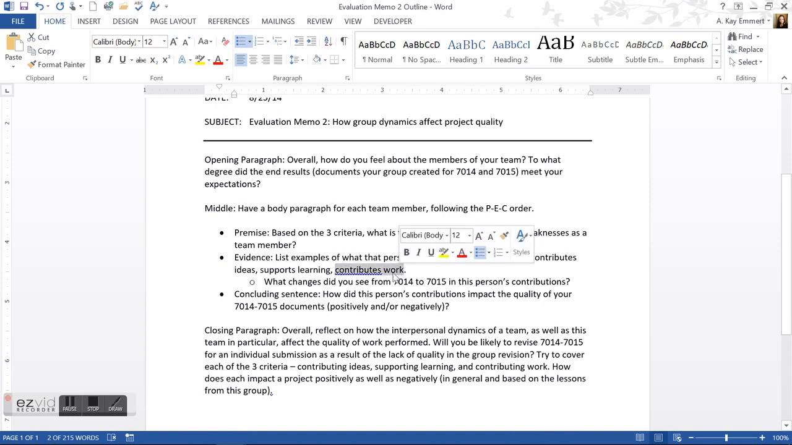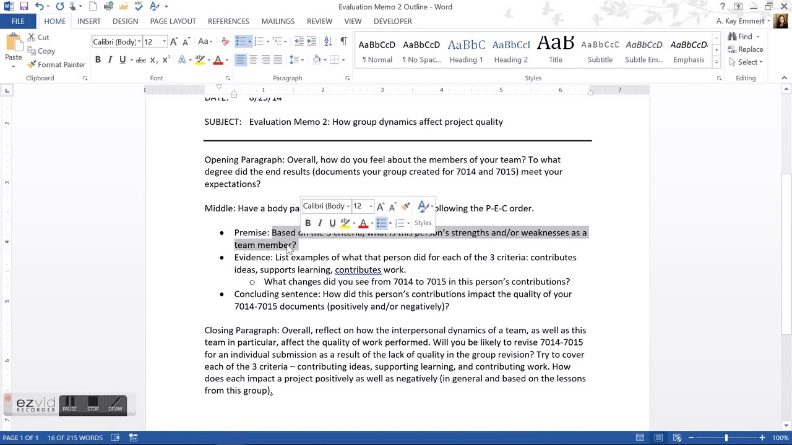Did they do the minimum of what they were asked to do? Did they go above and beyond? Did they slack? Did people have to make up for what was assigned to them and they didn't perform it? So based on the three criteria, what is the person's strengths or weaknesses? This is the same premise that you use for evaluation one.